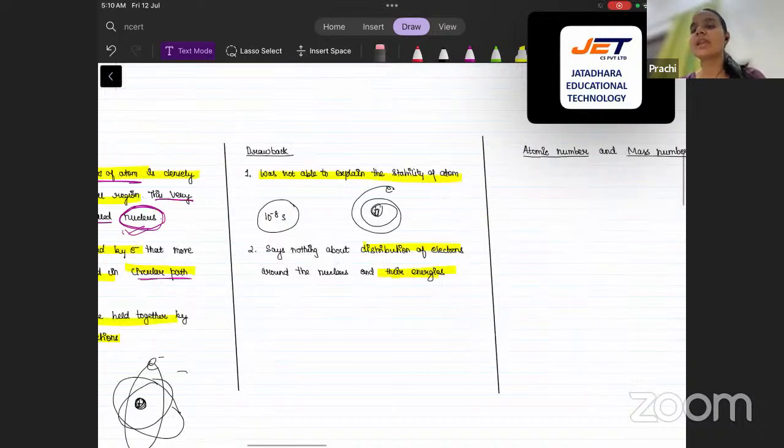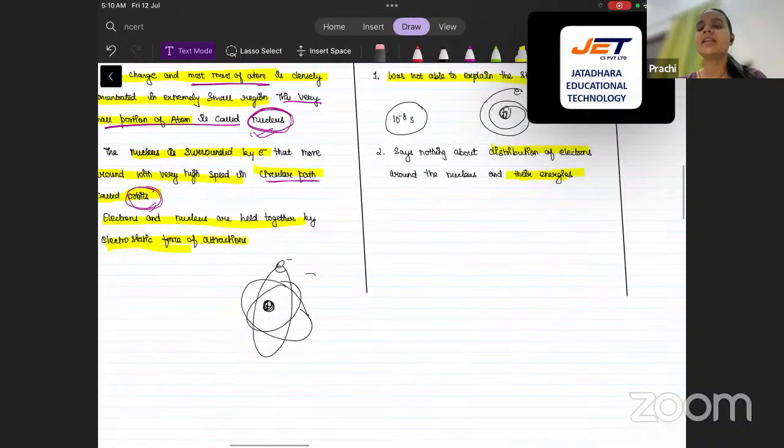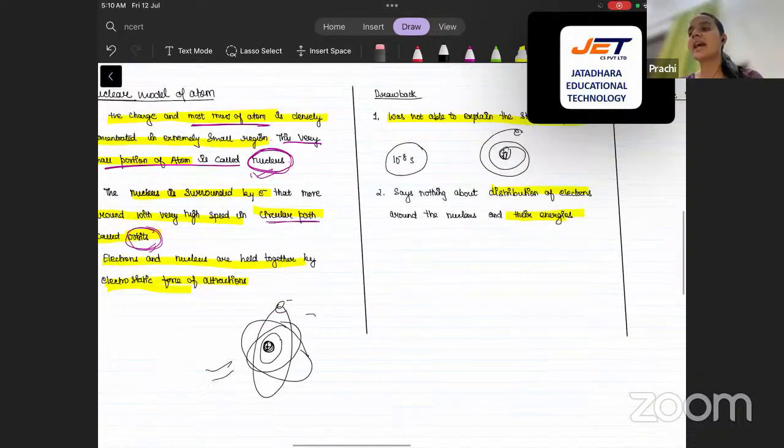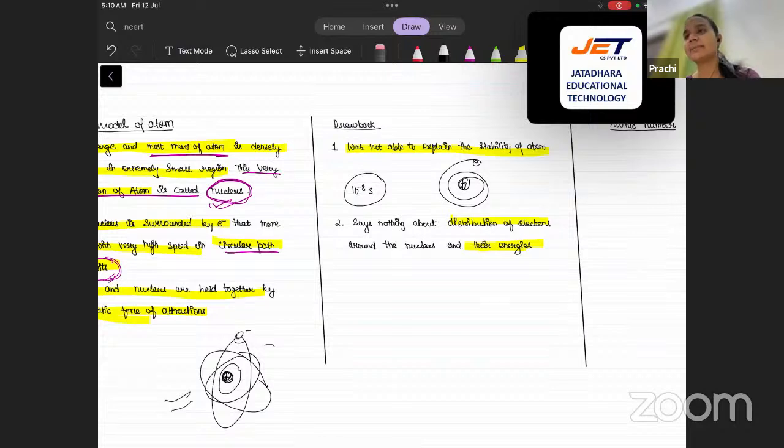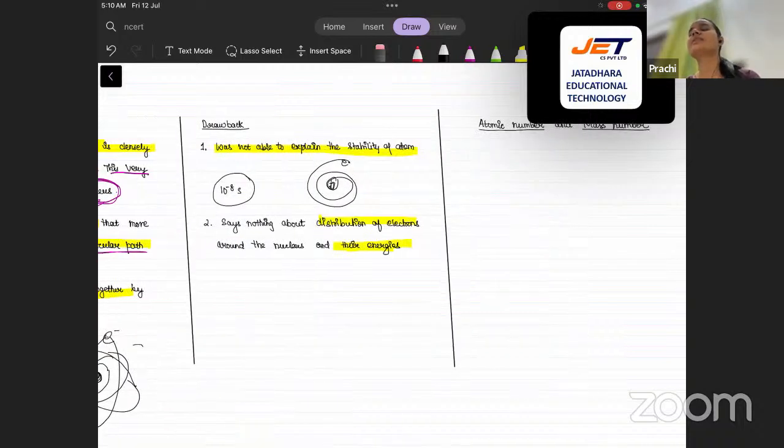So according to him, the atom would look something like this. We have the nucleus at the center, which is very small as compared to the radius of the atom, and then around that we have the electrons which are moving in circular paths. Now, there were many drawbacks to this model also. One being that he was also not able to explain the stability of the atom, and also he didn't say anything about the distribution of electrons and their energies.